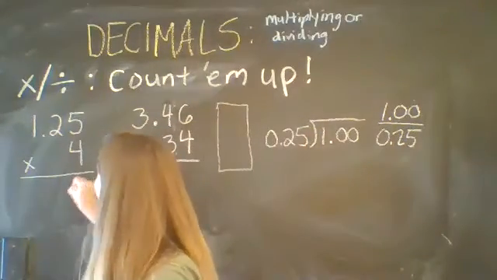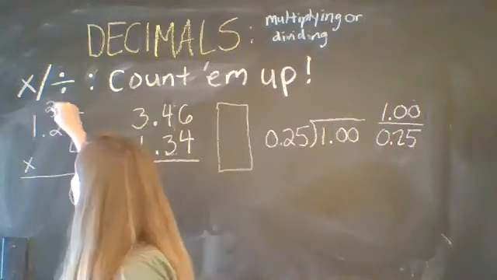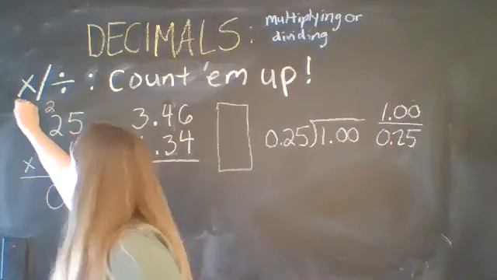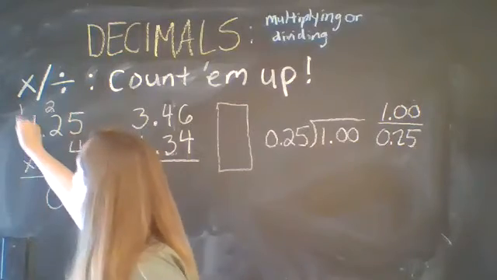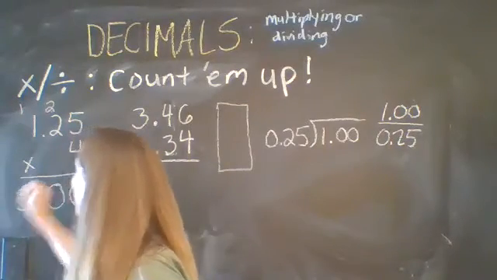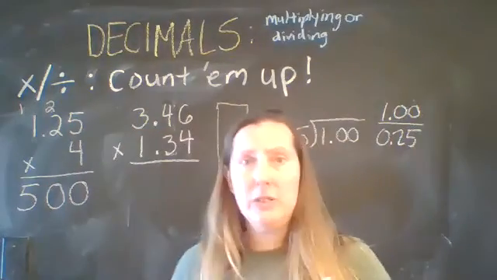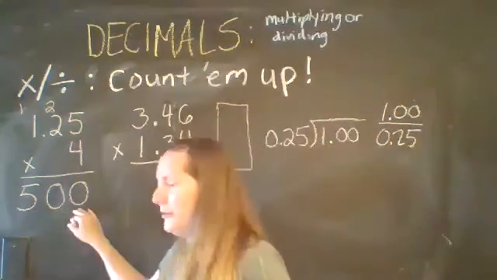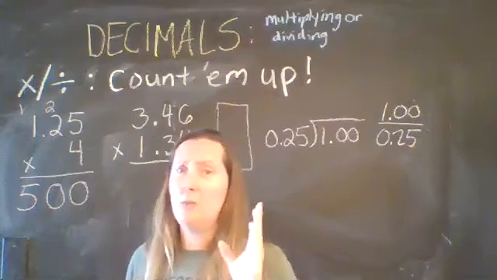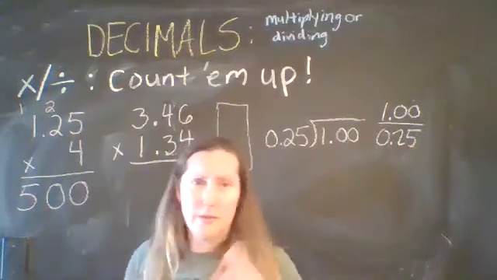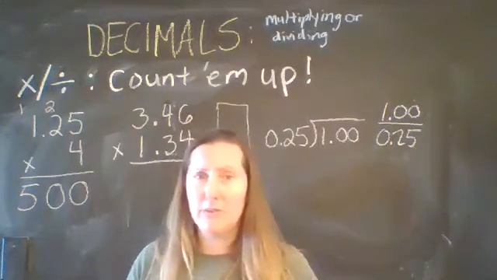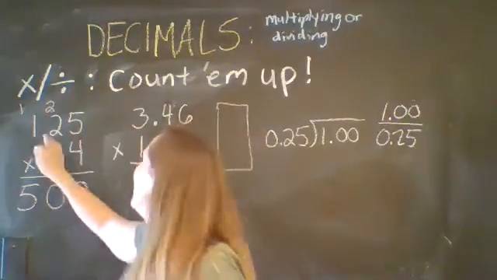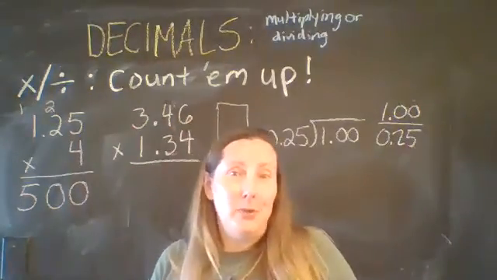So 5 times 4 is 20. We regroup that 2. 4 times 2 is 8, 9, 10. And then we regroup this 1. 4 times 1 is 4, plus 1 more is 5. Okay, without taking into account the decimals in this problem, we have an answer of 500. Now, if you know a way to take 4 $1 bills and 4 quarters and turn that into $500, let me know. But this is incorrect, unfortunately.